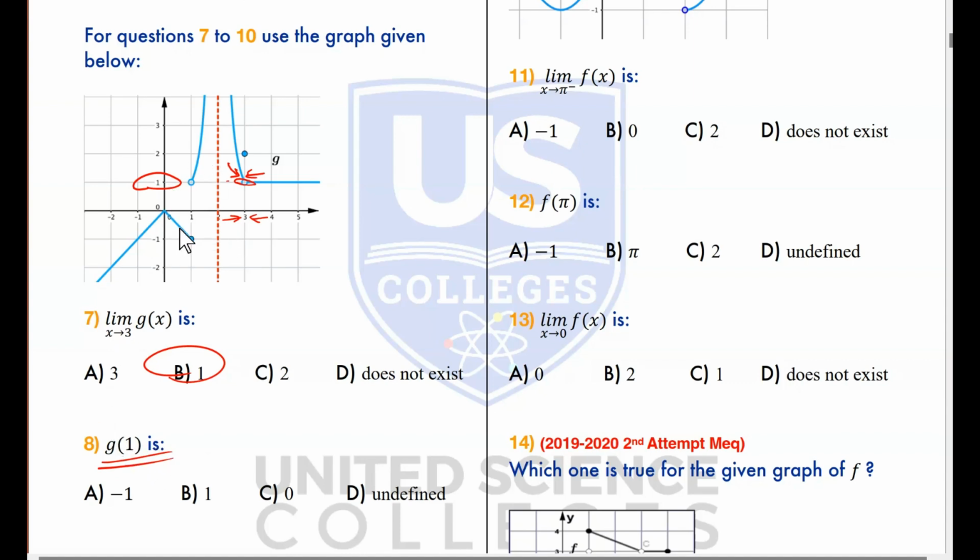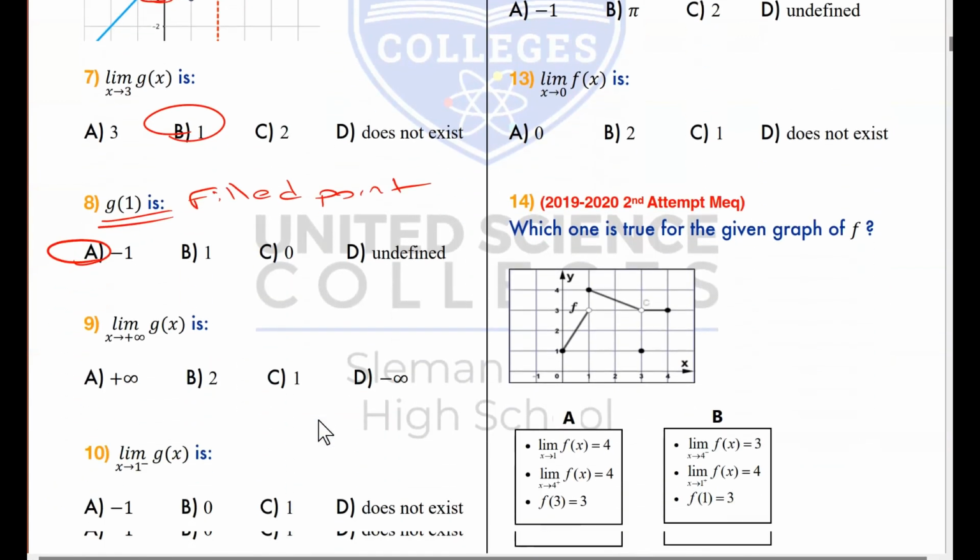So what are we looking at when we are asked to find the value of the function at a fixed point? We are looking at a filled point. So let's take a look at the filled point. So which point is filled? This or this? So that one. When we go down, we see a filled point. So we say g of 1, the value of the function at 1, is equal to -1.